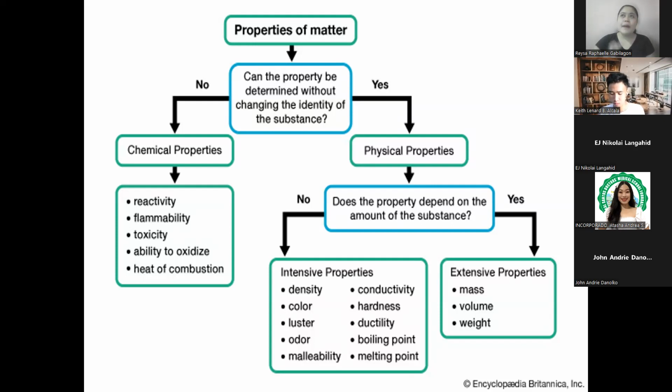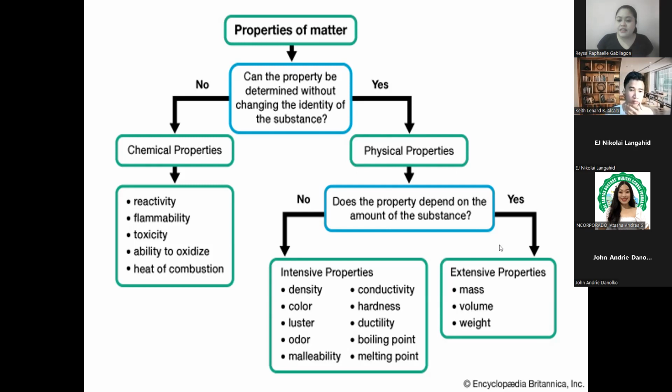Okay? So kapag ang properties na yun again, ay hindi mo madedetermine without a chemical reaction, without changing the substance itself, the identity of the substance, it's chemical property. Pero pag yes, madedetermine mo yung kanyang properties kahit na walang change sa substance na nangyari, physical property ang tawag dyan. And under sa physical properties, ito yung extensive and intensive properties.